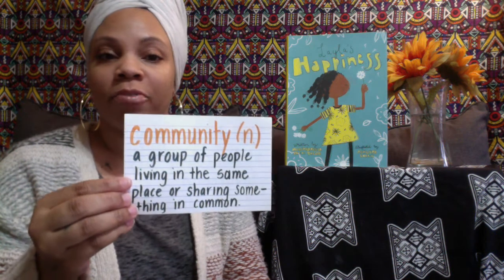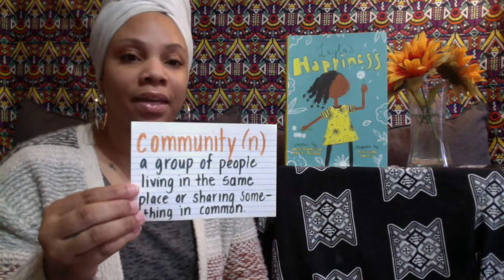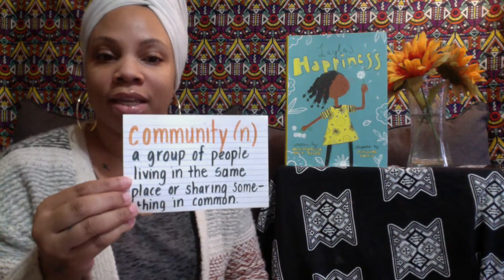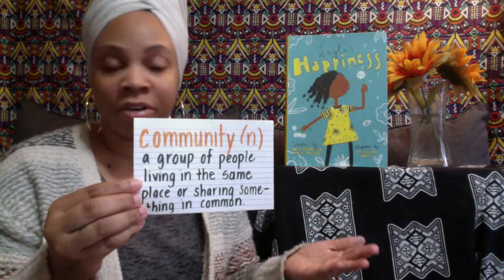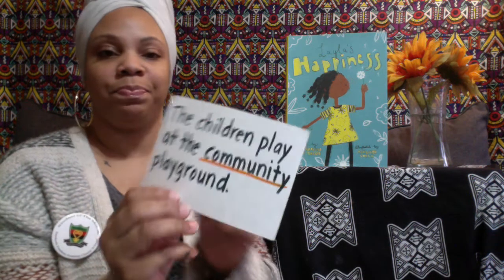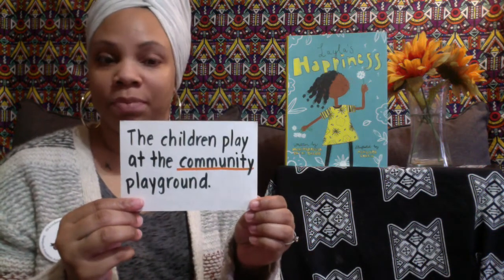Community is a group of people living in the same place or sharing something in common. Okay? A group of people living in the same place or sharing something in common. Another word for community is your neighborhood. Let's look at an example sentence. The children play at the community playground.